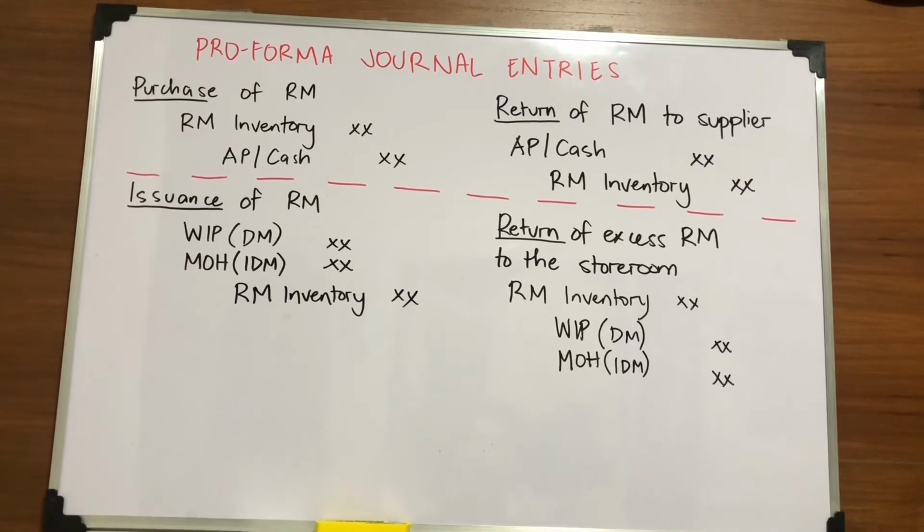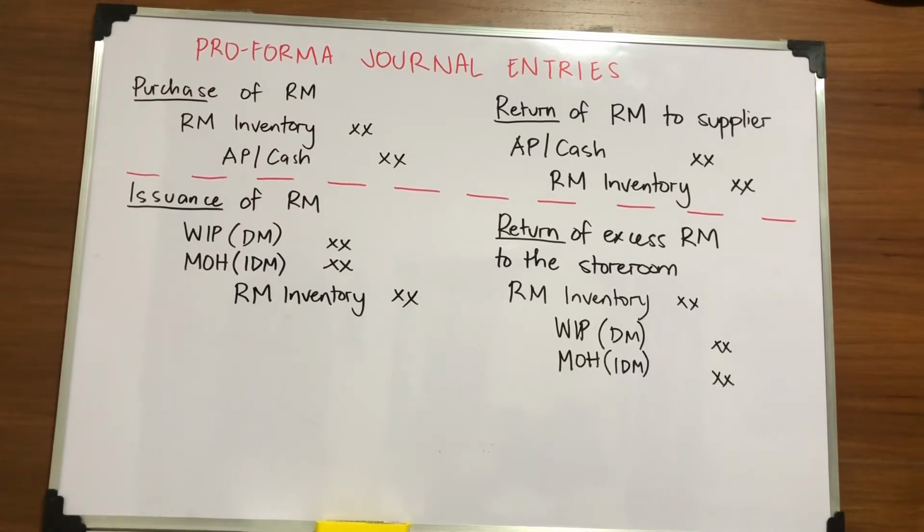In case there are, let's say, defects or damaged goods in the materials received, you have to perform a purchase return. Your entry for that would be a debit to your accounts payable or cash, and you credit your raw materials inventory. Just a reverse entry for this.